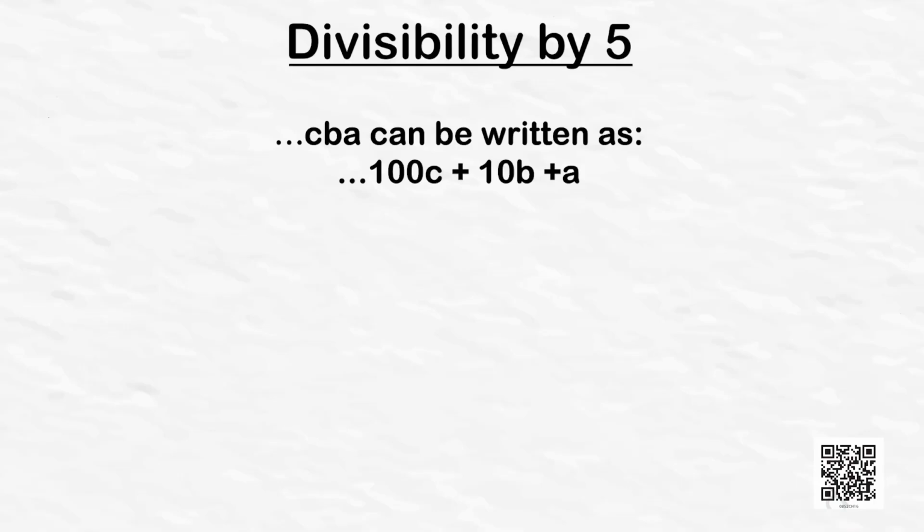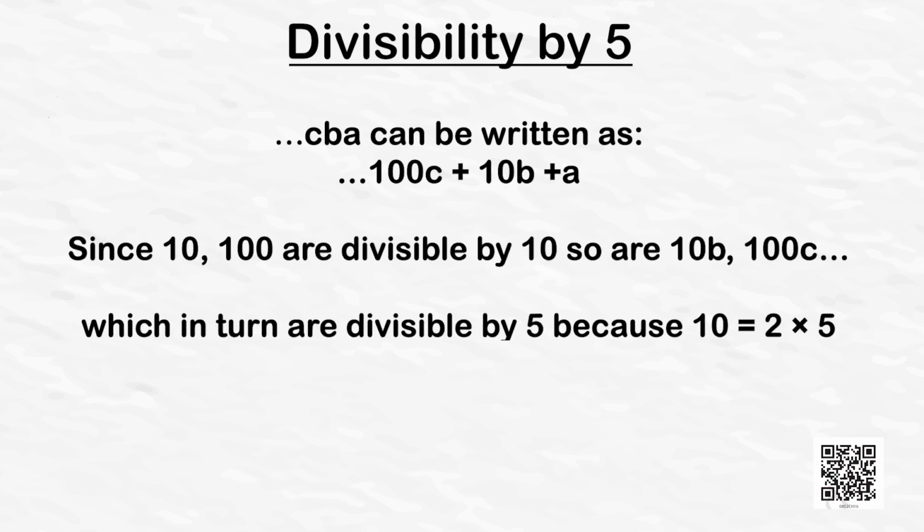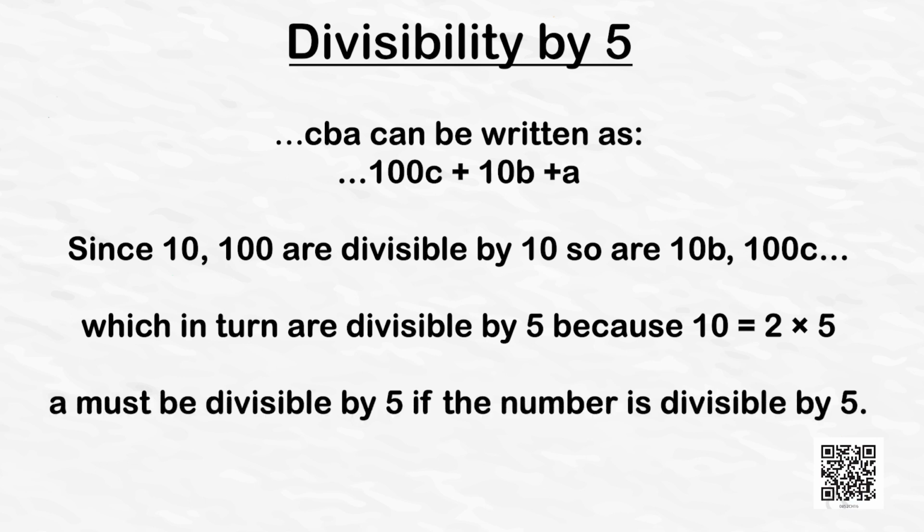Students, let us try to explain this rule. Any number CBA can be written as 100 times C plus 10B plus A. Since 10 and 100 are divisible by 10, so are 10B, 100C and so on, which in turn are divisible by 5 because 10 can be written as 2 times 5. And as far as A is concerned, the number is divisible by 5 only if A is divisible by 5. So, A has to be either 0 or 5.